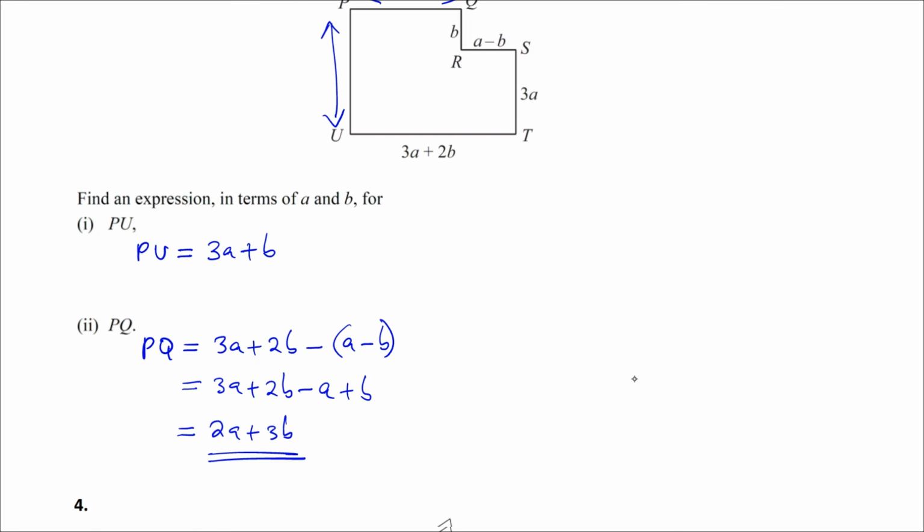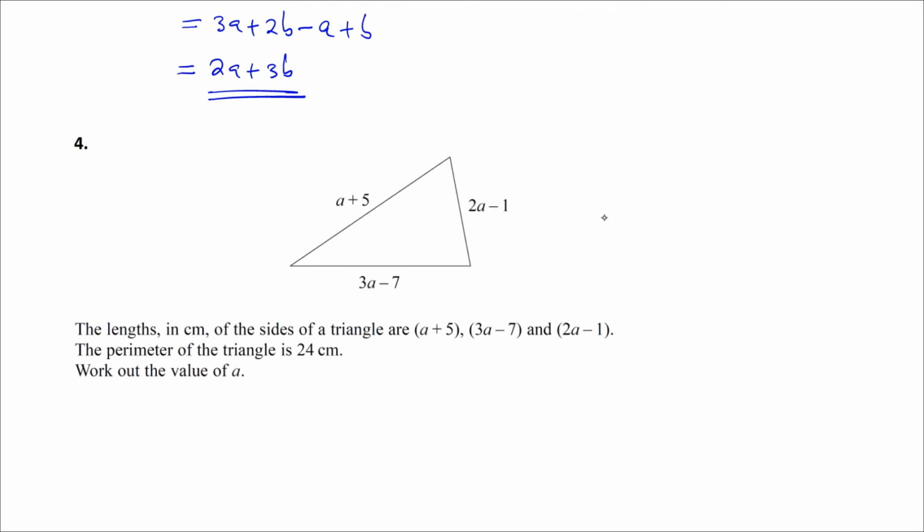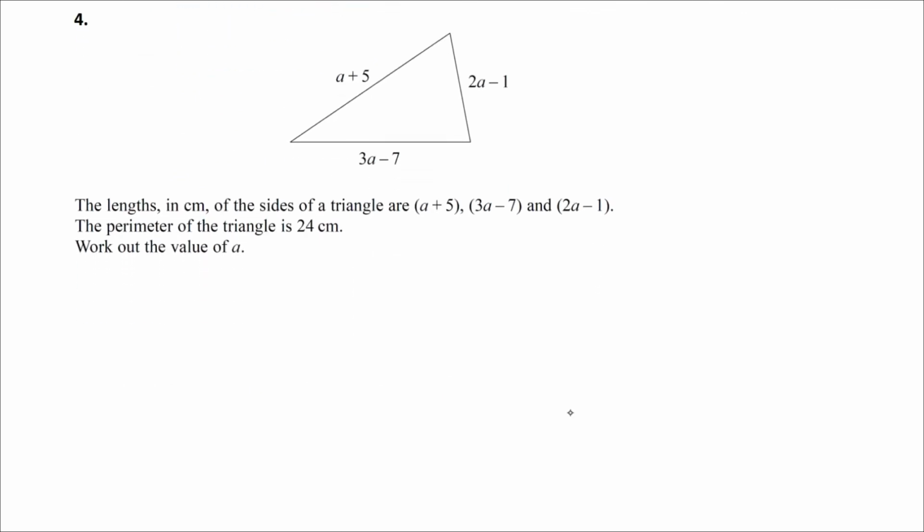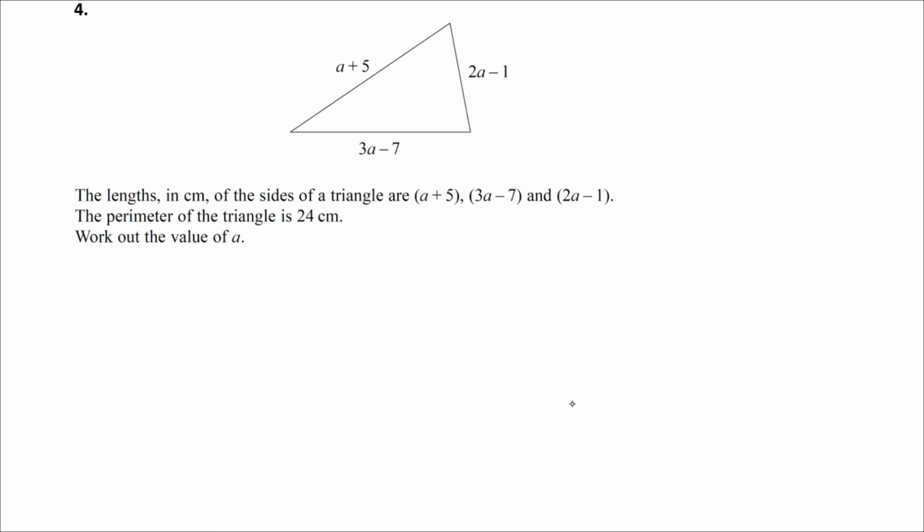Right, let's move to number 4. So in number 4, we have this triangle, and the lengths in centimeters of the sides of the triangle are given. The perimeter of the triangle is 24. Work out the value of A. So the perimeter here, perimeter basically means distance around the shape. So we have to add all these distances. So A plus 5 plus 3A minus 7 plus 2A minus 1. But this perimeter is equal to 24.